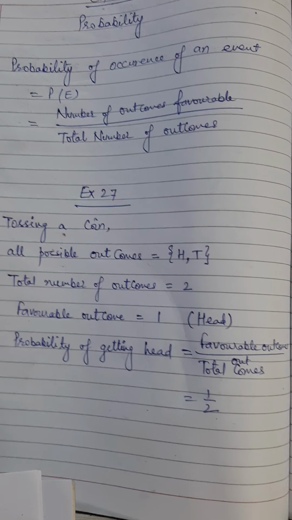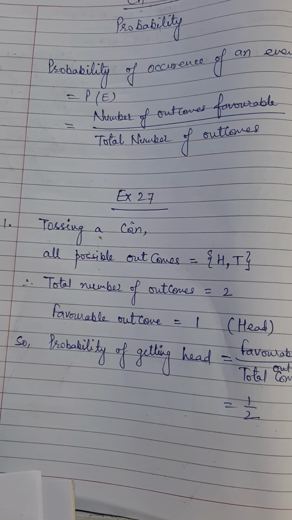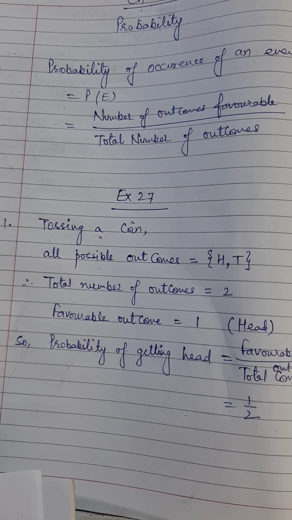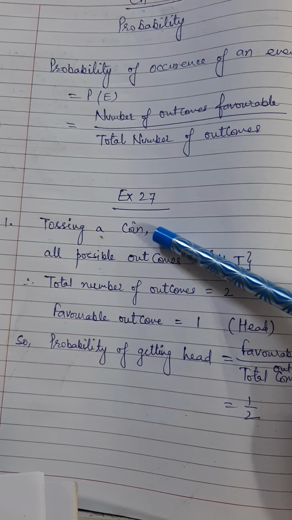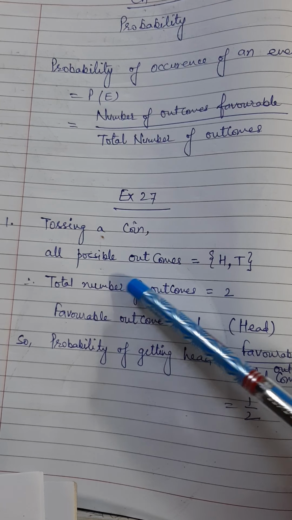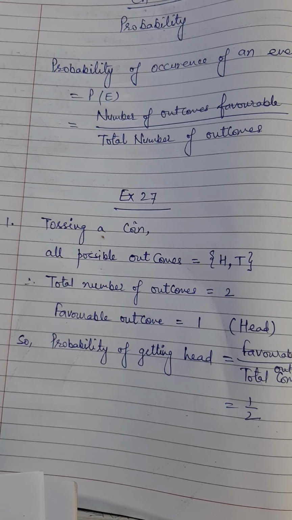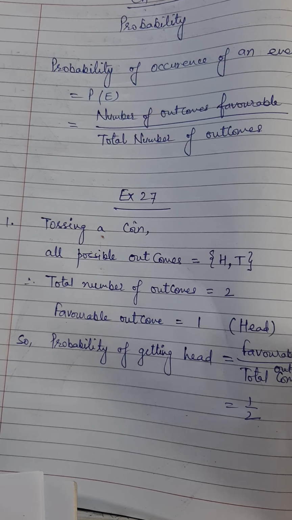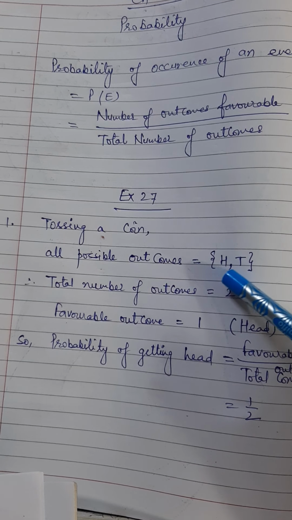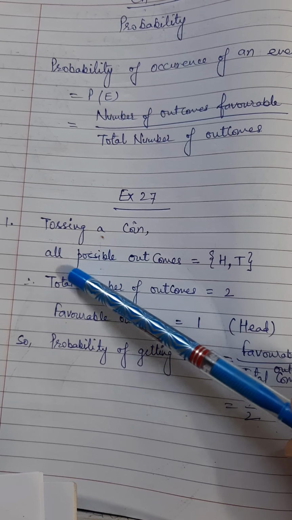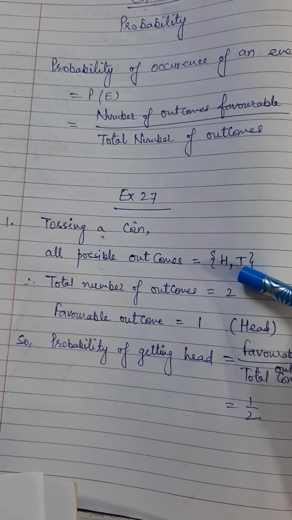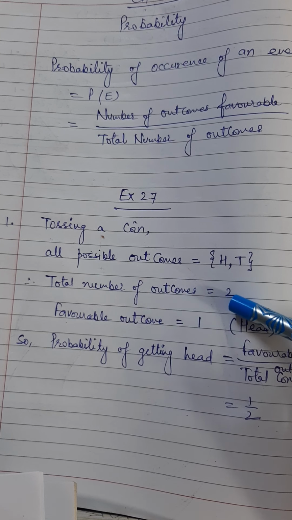So here I am starting exercise 27. The first question is given: a coin is tossed once. What is the probability of getting a head? In tossing a coin, we get two possibilities, head or tail, right? So these are two possible outcomes. So total number of outcomes becomes 2.